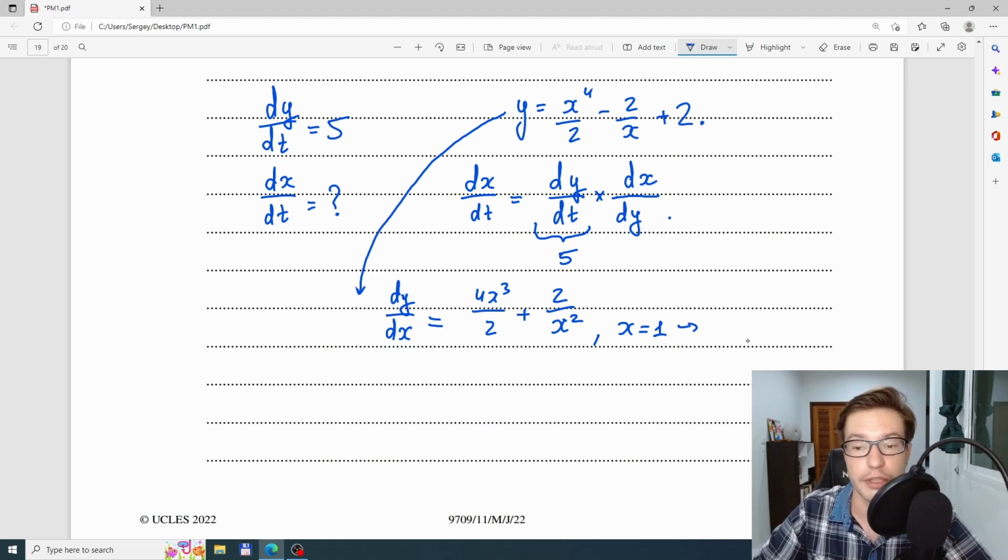So from here I can substitute x equals 1 into the derivative, and I get dy over dx equals, okay, let's substitute it. So I get 4 over 2 plus 2 over 1, so I get 4. That means dx over dy is the flip, so I get 1 over 4 instead of 4. Okay, now let's combine it together. I know that dx over dy is 1 over 4. Multiply it together with 5, and we'll get 5 over 4, which is going to be the final answer for this question.